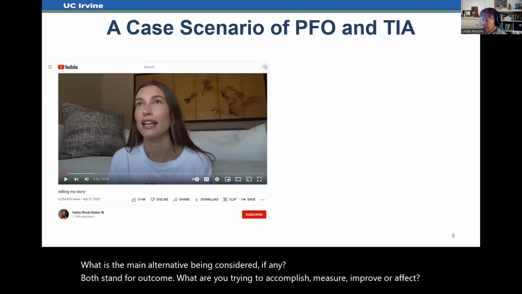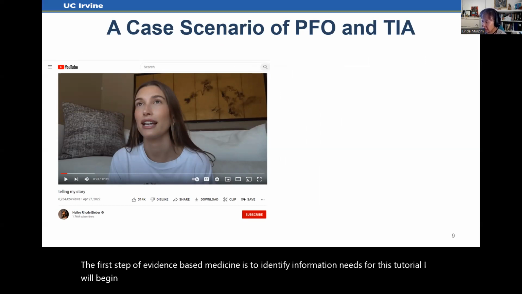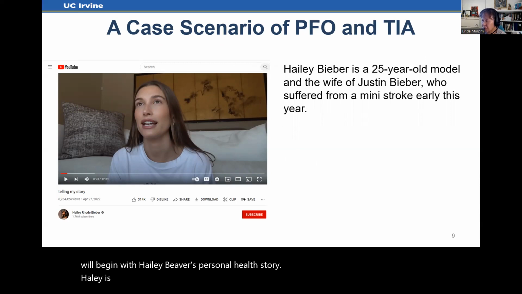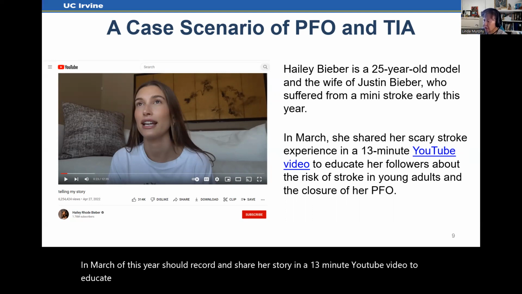The first step of evidence-based medicine is to identify information needs. For this tutorial, I will begin with Hailey Bieber's personal health story. Hailey is a 25-year-old model and the wife of Justin Bieber, who earlier this year suffered a mini stroke. In March of this year, she recorded and shared her story in a 13-minute YouTube video to educate her followers about the risk of stroke in young adults and the closure of her PFO. You can listen to her story on the YouTube channel.